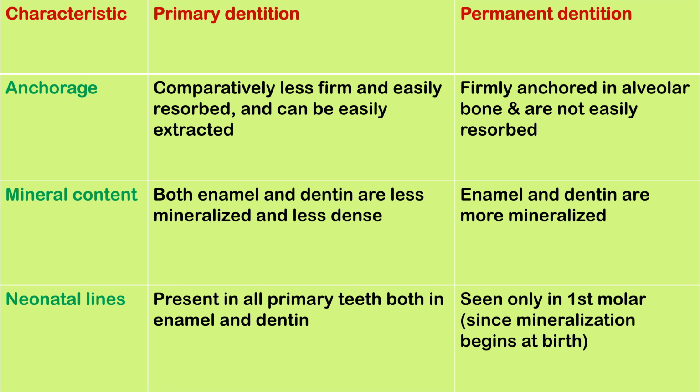Coming to the last difference in terms of neonatal line, which is present in all primary teeth, both in enamel and dentine, whereas in permanent dentition, it is seen only in the first molar.